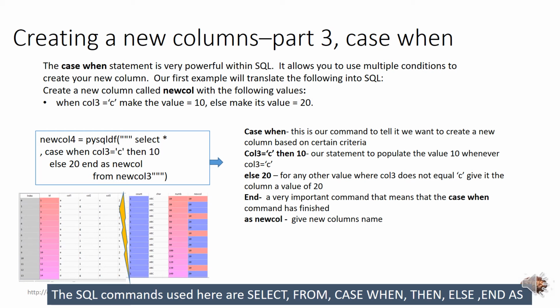And we're going to break down this case when statement even further. Case when. This is our command to tell it we want to create a new column based on certain criteria. Col 3 equals C then 10. This is our statement to populate the value 10 whenever col 3 equals C. Else 20. For any other value where col 3 does not equal C, give it a column value of 20. And the end statement. This is a very important command. That means that the case when command has finished. As new col. And this gives the column its name. We can see the results on the slide as well.